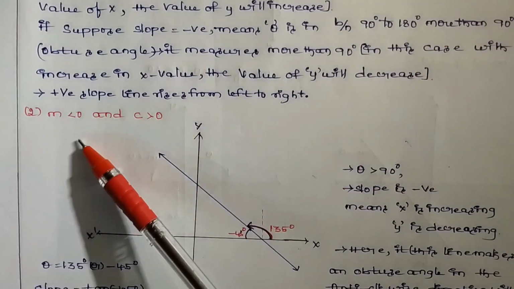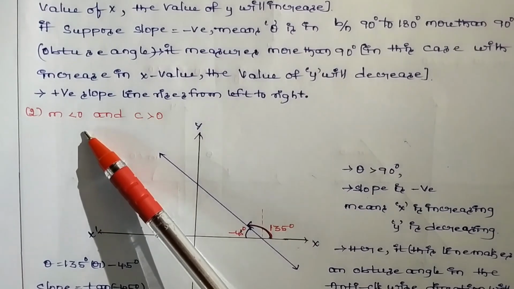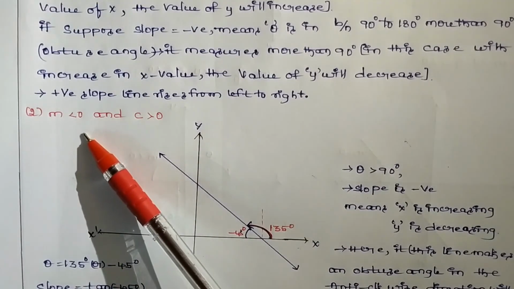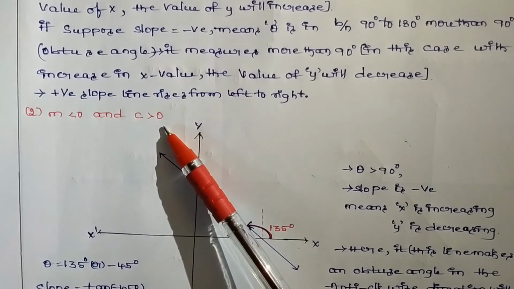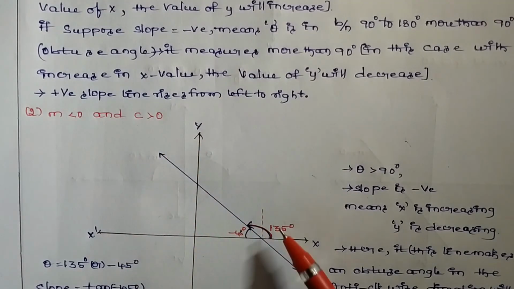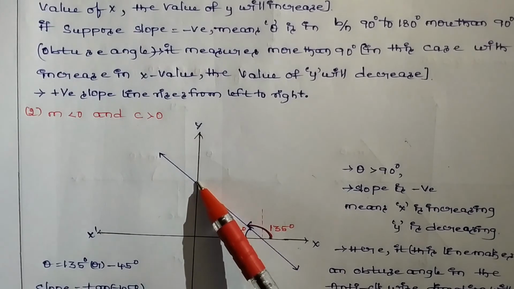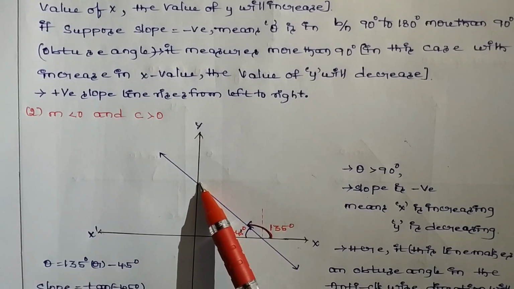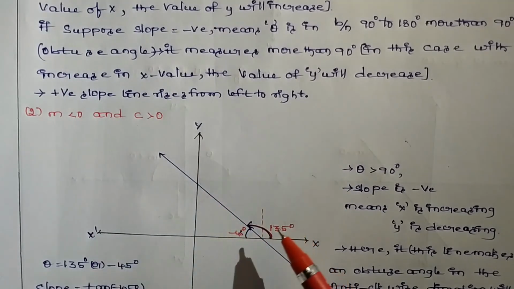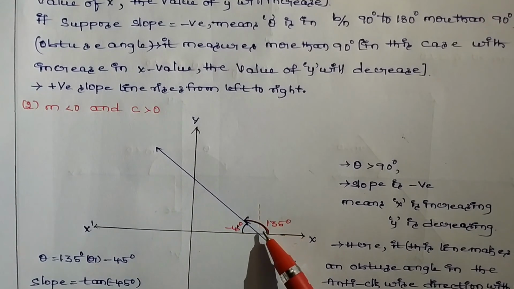And if we take slope less than 0 and intercept greater than 0, in this case the graph will look like this. Here slope is less than 0 and intercept is greater than 0. Here it is the intercept point. Here the angle is more than 90 degrees. This is perpendicular, this is 90 degrees. More than 90 degrees, this line is taking an angle with the x-axis.